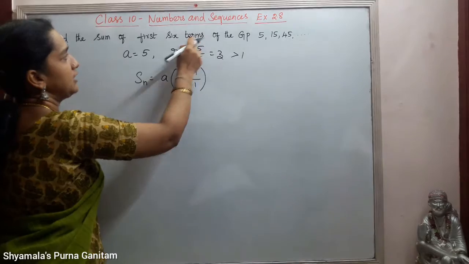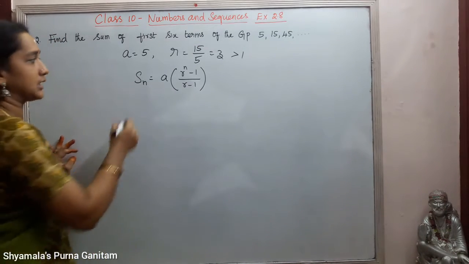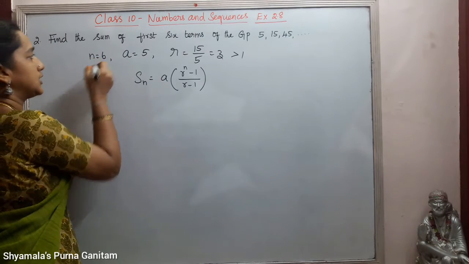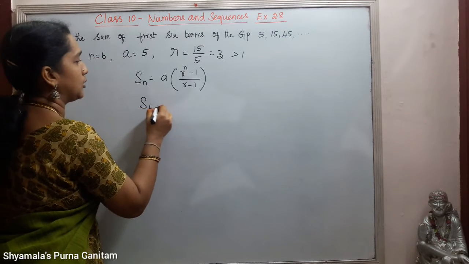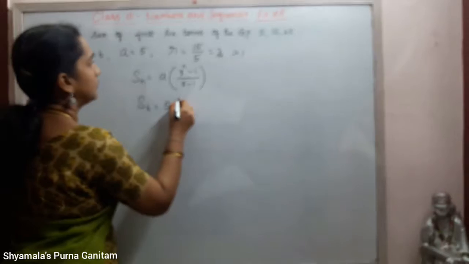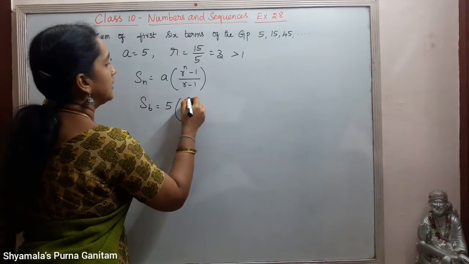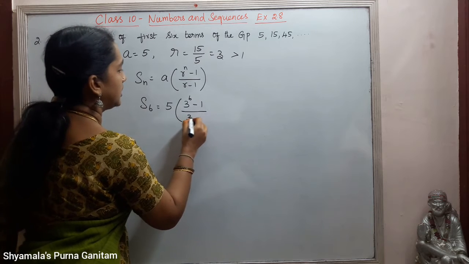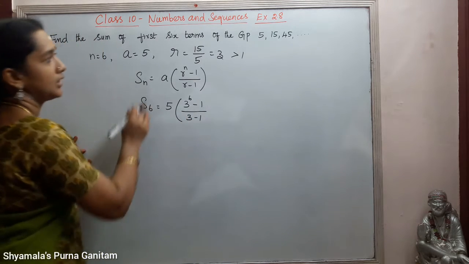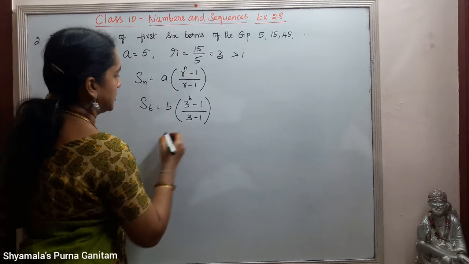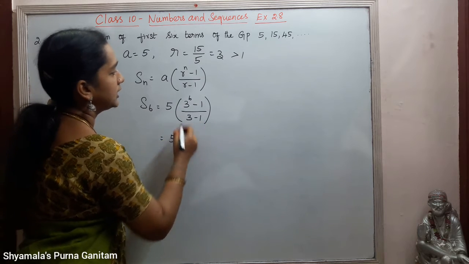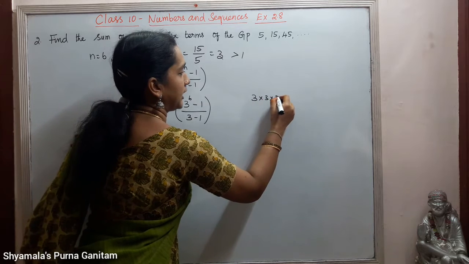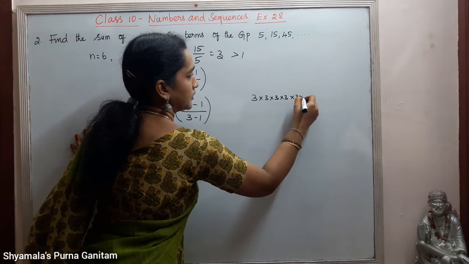We are asked to find sum of first 6 terms. So n is equal to 6. So S6 is equal to A is 5, R is 3, power n is 6 minus 1 divided by 3 minus 1. R is 3, 3 minus 1. So this one will be 5 into 3 power 6 minus 1.